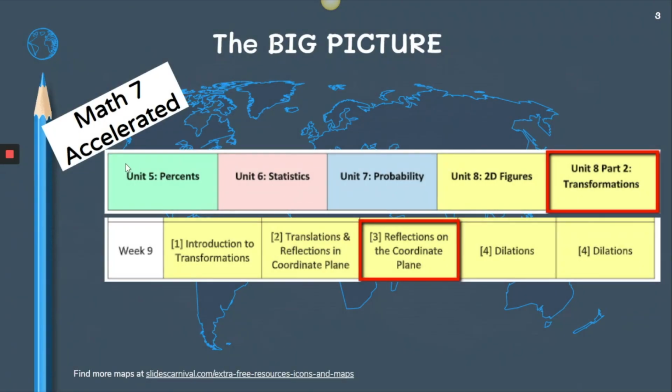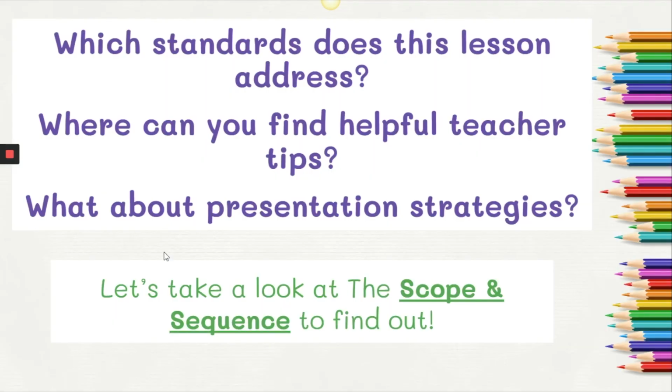So as you see here in the big picture, this lesson is only taught in Math 7 Accelerated. It will be taught in the third 9 weeks, which is Unit 8, Part 2, Transformations, and it will be the third lesson. This will be taught during week 9. So if we're interested in the standards that it addresses, the helpful teacher tips, and presentation strategies, we're going to take a look at the scope and sequence.